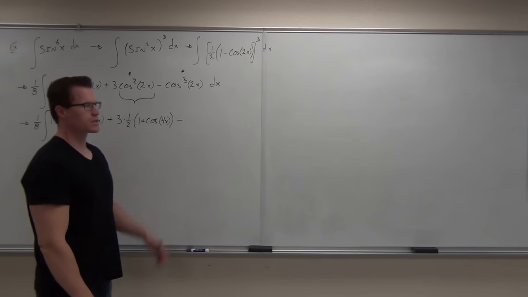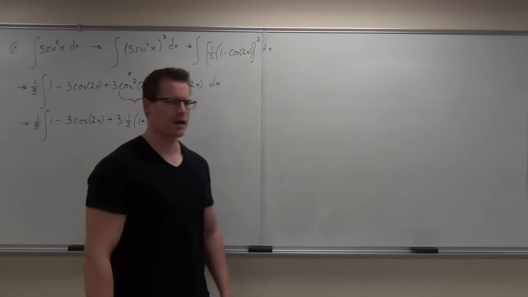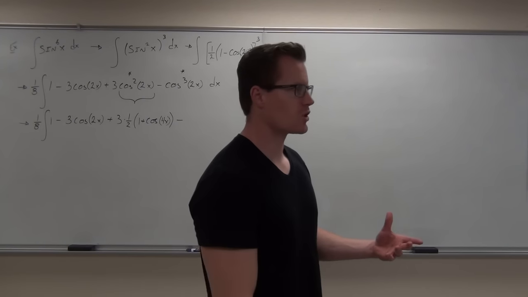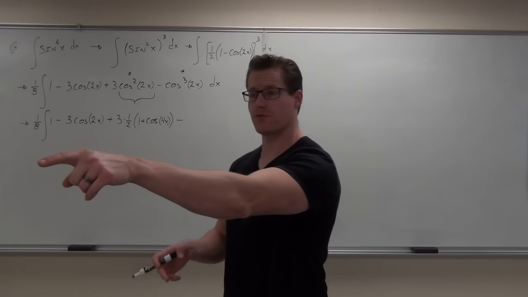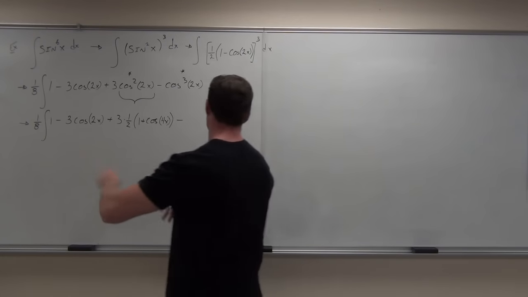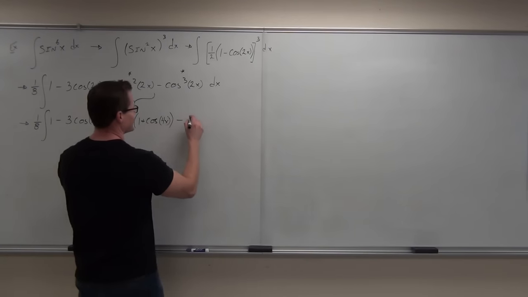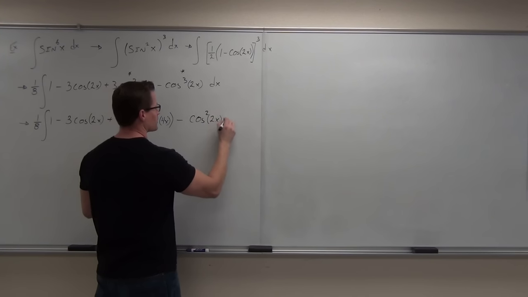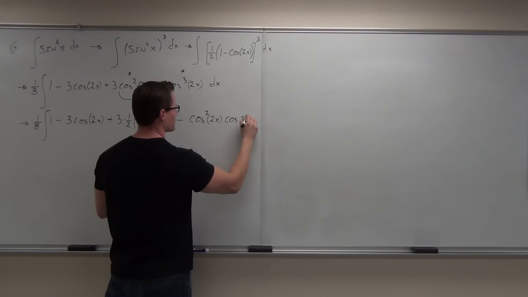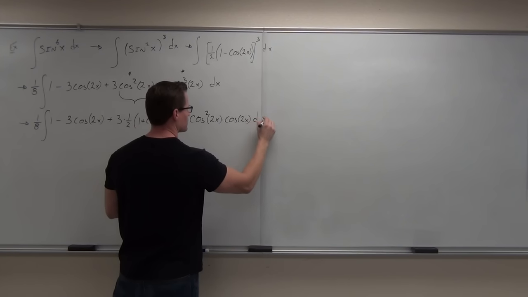If I've got cosine cubed of 2x, that's an odd power. So what do we do with odd powers? Pull one off. Very good. We strip one off, we get the stripper. So we strip one off here, cosine 2x, dx.